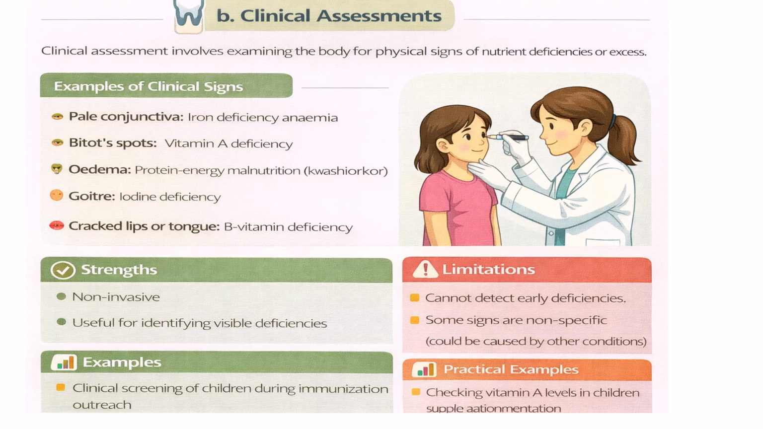Clinical assessment can also be called a physical assessment, where you examine the body for physical signs of nutrient deficiencies or excess. Examples of clinical signs include the pale conjunctiva, where you assess iron deficiency anemia, or the Bitot spot to assess vitamin A deficiency, edema to assess protein energy malnutrition, goiter to assess iodine deficiency, the cracked lips or tongue for B vitamins deficiency.